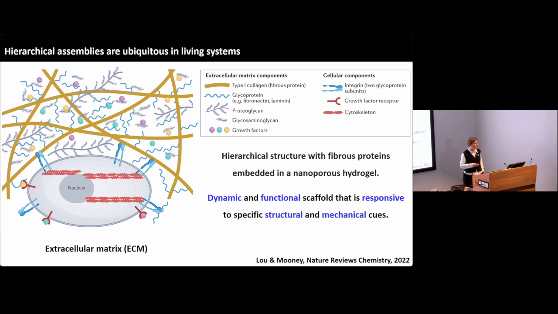And a really beautiful example is the extracellular matrix, and you can see this cartoon depiction of this beautiful and complex matrix in this slide. So in the ECM, you have this hierarchical structure, you have these long fibrous proteins, and you also have a second length scale, you have this nanoporous hydrogel-like matrix. And what's really important is that this matrix is dynamic and it's functional and it responds to mechanical and to biochemical cues. So let's look at the details of that.